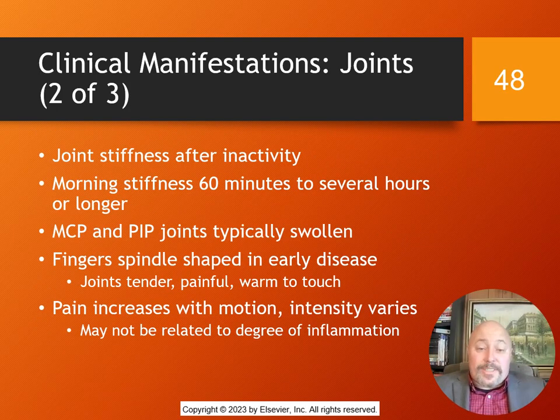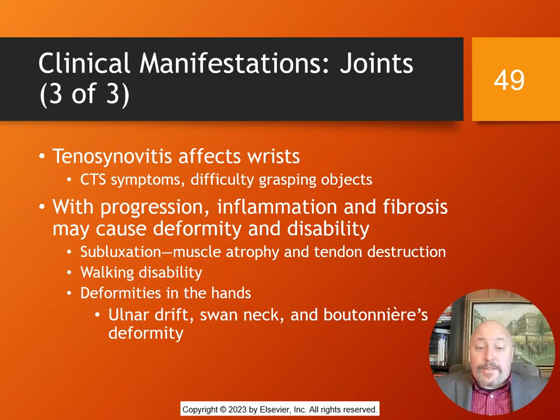Other signs are going to be joint stiffness after inactivity, morning stiffness lasting 60 minutes to several hours or longer, and fingers spindle-shaped in early disease, with the joints tender, painful, and warm to touch. The pain increases with motion, and intensity varies and may not be related to the degree of inflammation. Tenosynovitis could affect the wrist, and with progression, inflammation and fibrosis may cause deformity and disability. We could also get subluxation, muscle atrophy, tendon destruction, walking disabilities, and finally deformities in the hands such as ulnar drift, swan neck, and boutonniere deformity, which we have diagrams of here on the next slide.